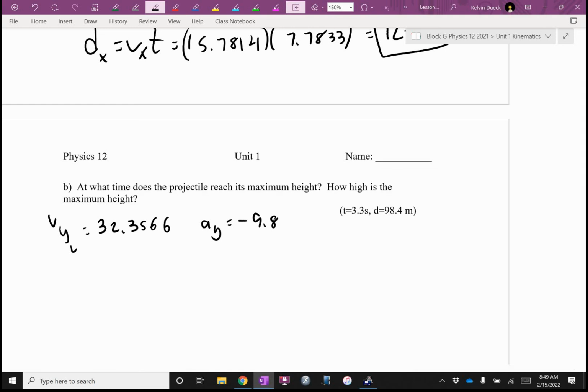What's V? I gotta be fussy. Vy final? Vy final, by the way, V final is not 0 because it's still moving sideways. In fact, V final is Vx because that's all that's left at the top. Vy final is 0. You know what? I can find T. Darman, I'm looking for an equation that's got a V initial, a V final, an A, and a T in it. There is one. I think it's our old friend, isn't it?